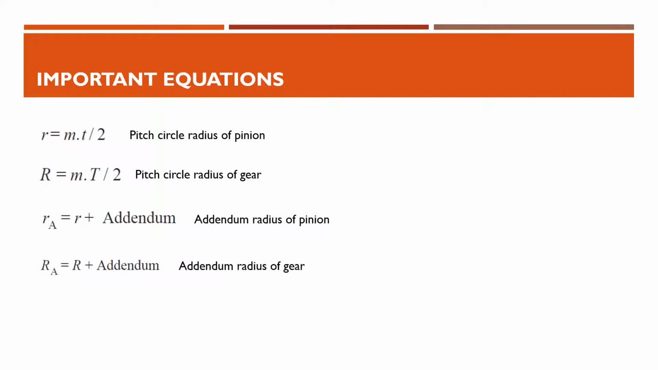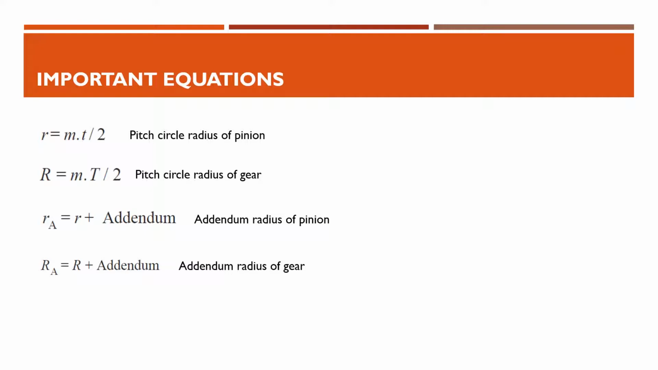First and most important equation is the radius, r, which is equal to m t by 2, where m is the module and t is the number of teeth. Small r means the pitch circle radius of the pinion. Similarly, pitch circle radius for the gear is m into capital T divided by 2, because in gear drives there are two gears. One is called the pinion and the other is called the gear.